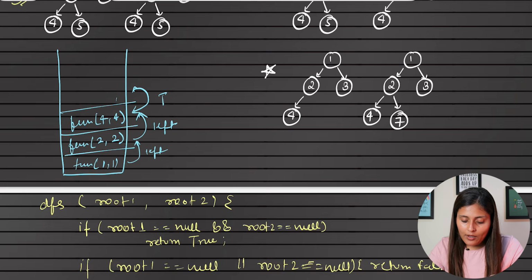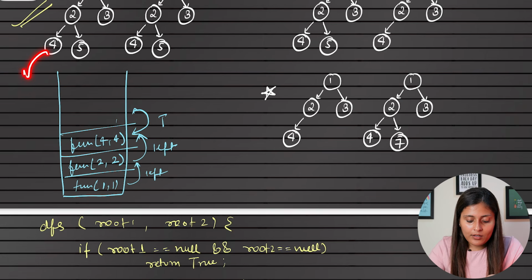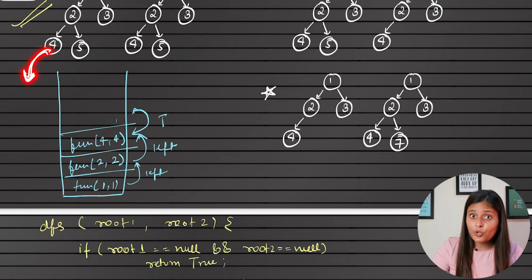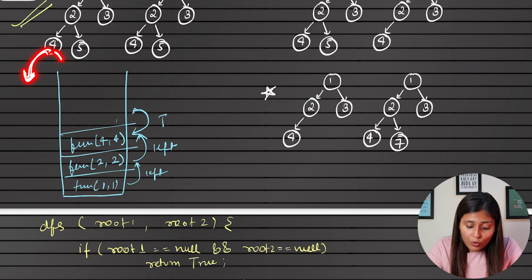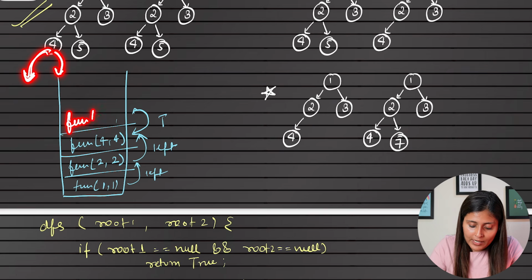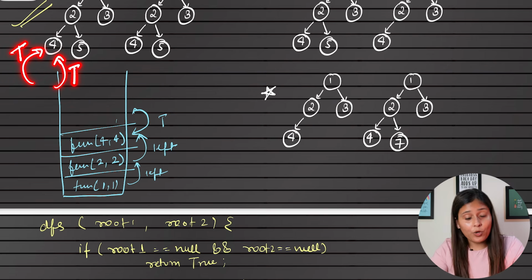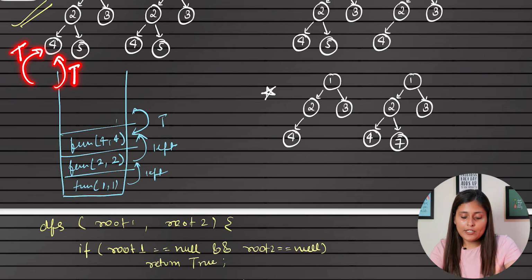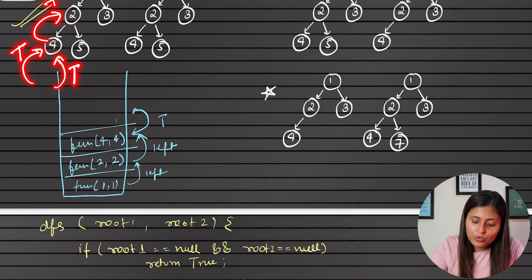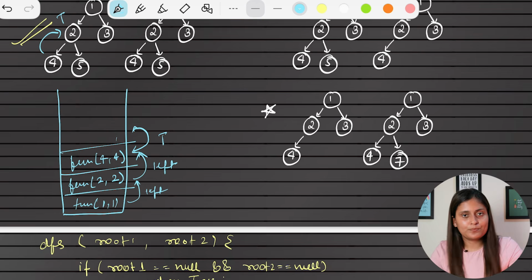True. What was this call? Can I say it was the 4 dot left call? Now similarly we'll go for the 4 dot right call. We'll again do null, null. Again this will return true. Correct? So this left also returns true, right also returns true. So at the end what was expected? Left and right. So 4 will return true to its parent, 2.